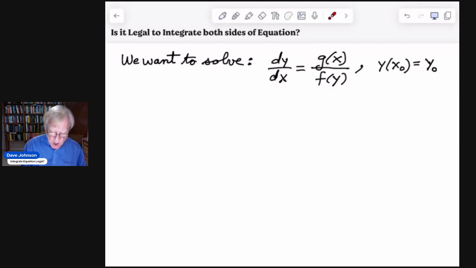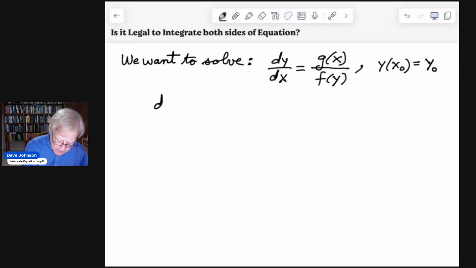So we want to solve the following equation, and I've written it in this form. This is a differential equation. So dy/dx is equal to some function of x, g of x, divided by some function of y, f of y. And we've got an initial condition, y of x naught is equal to y naught. Okay. So the first thing we're going to do is we're going to cross multiply.